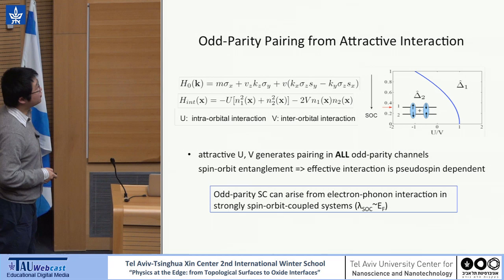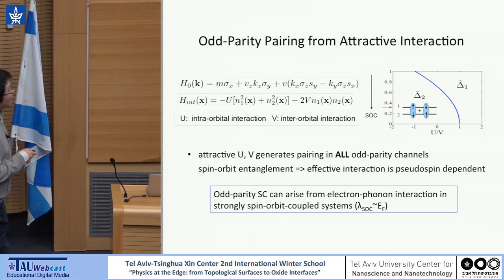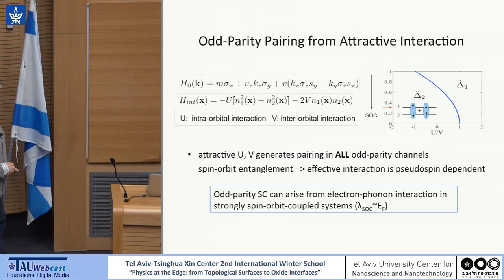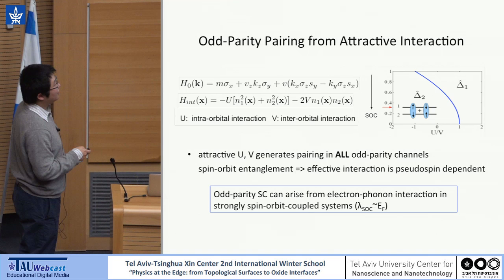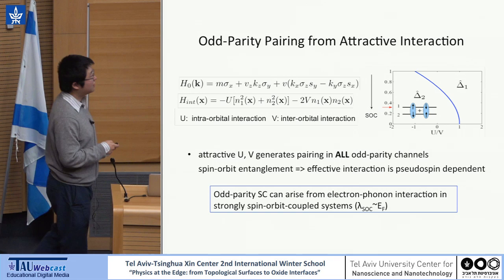Because there are two orbitals, we have intra-orbital attraction and inter-orbital attraction with strengths we call U and V. And we just do the standard BCS theory, but in this multi-orbital system with an interesting band structure and strong spin-orbit coupling. We find an interesting result: when the interactions are attractive, the pairing interaction is generated in all odd parity channels. Okay, so this is different from systems with no spin-orbit coupling.